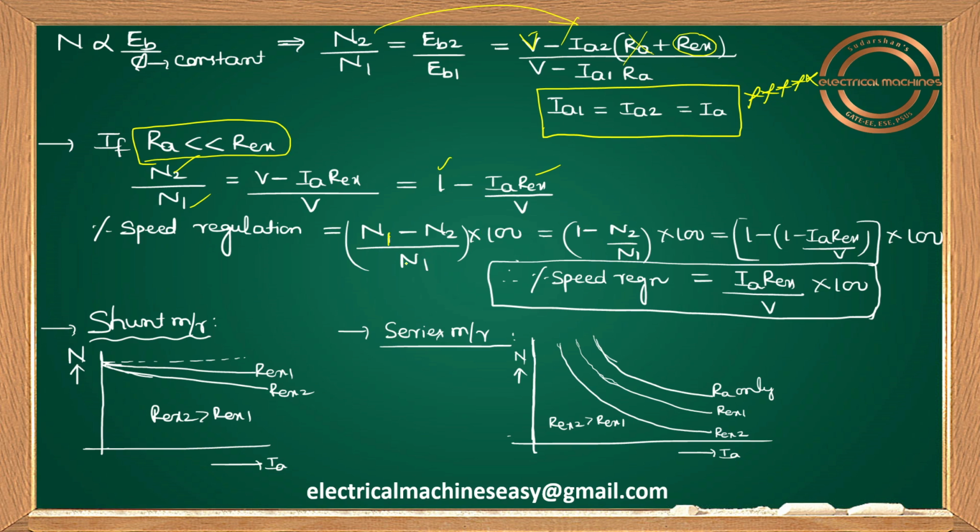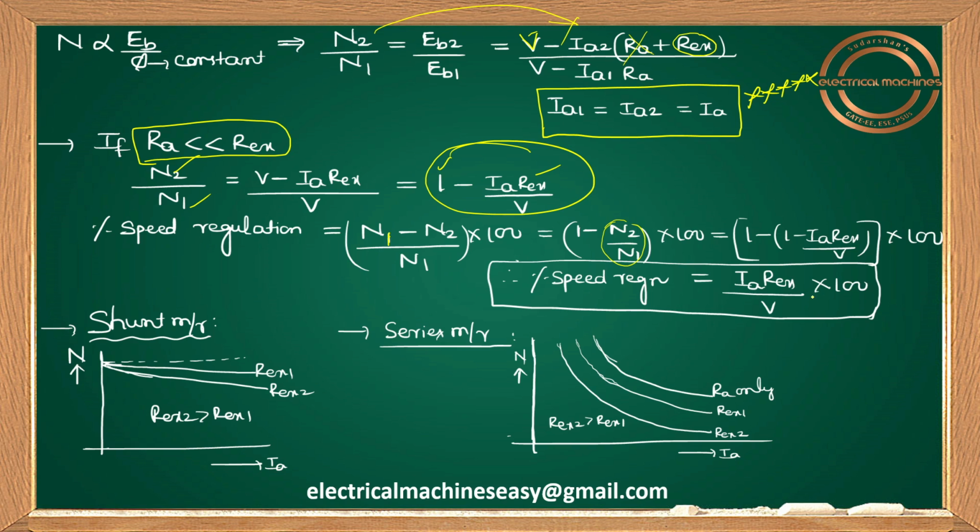So here once again N1 by N1 means 1 minus N2 by N1, into 100. See, try to understand, N2 by N1 value means this one only. So 1 minus IA Rex by V into 100. So if you do the calculation, percentage speed regulation equals 1 minus 1, it will cancel, minus into minus plus, IA Rex by V into 100.